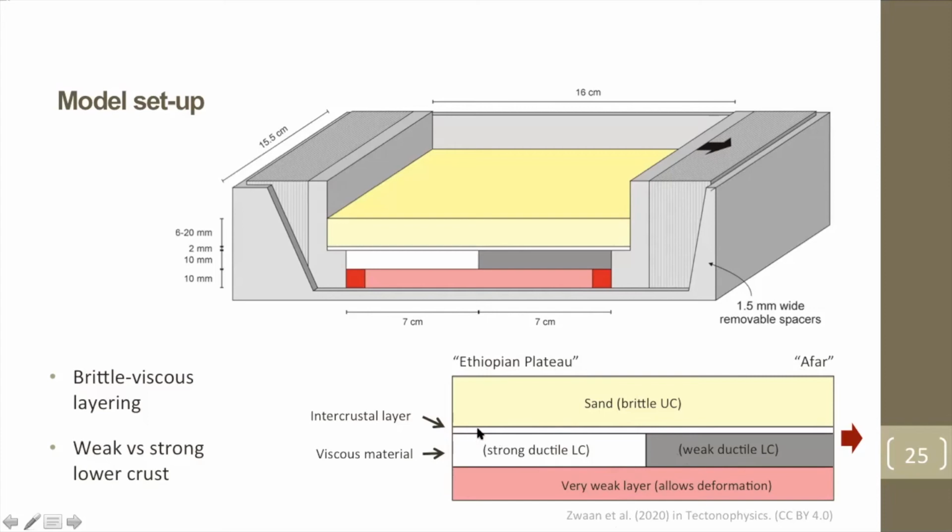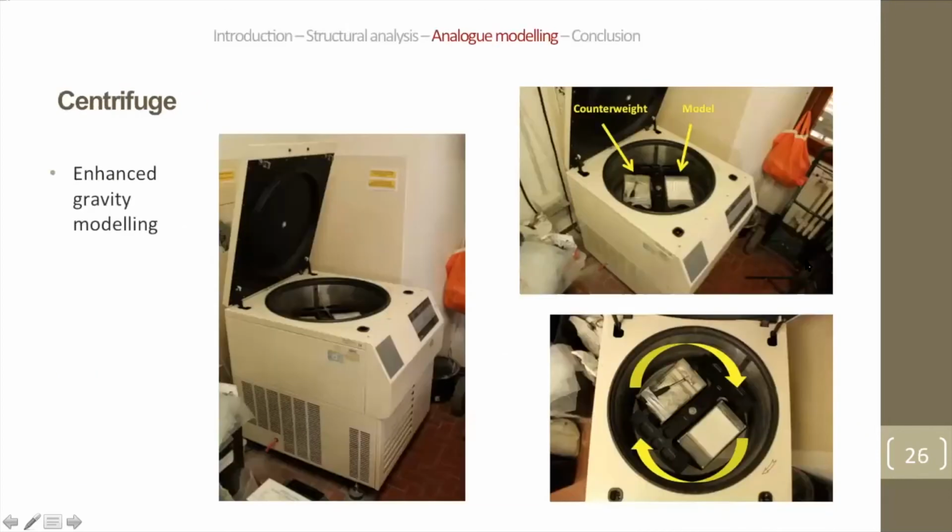And on top of that, we have a little intercrustal layer, which allows a bit more flexure of the whole system. Below all of that, we have a very weak layer. This layer allows deformation of the top layers. This is a model necessity. And extension is applied by removing one of these spacers here, which then allows space for this internal sidewall to move in this direction. And it's forced to move in this direction by applying enhanced gravity.